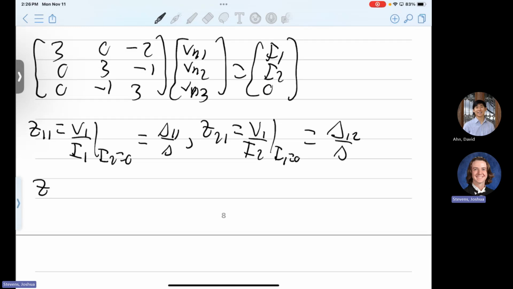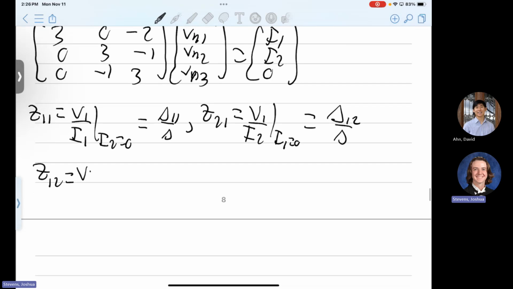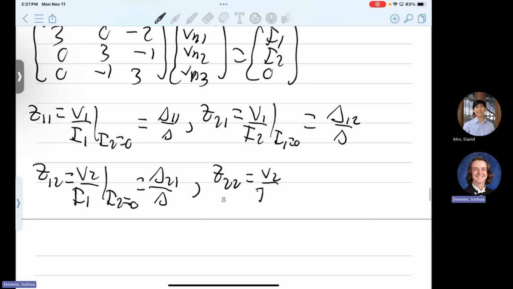Z12 is V2 over I1 when I2 is equal to 0, which is equal to delta 2,1 over delta. And then Z22 is V2 over I2 when I1 is equal to 0, or delta 2,2 over delta. I'm going to give you all a second to write those down. Those are really helpful. That's just how you solve this stuff.